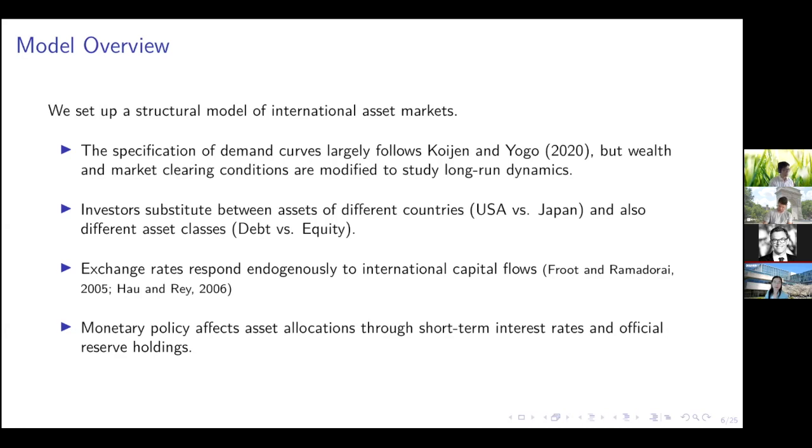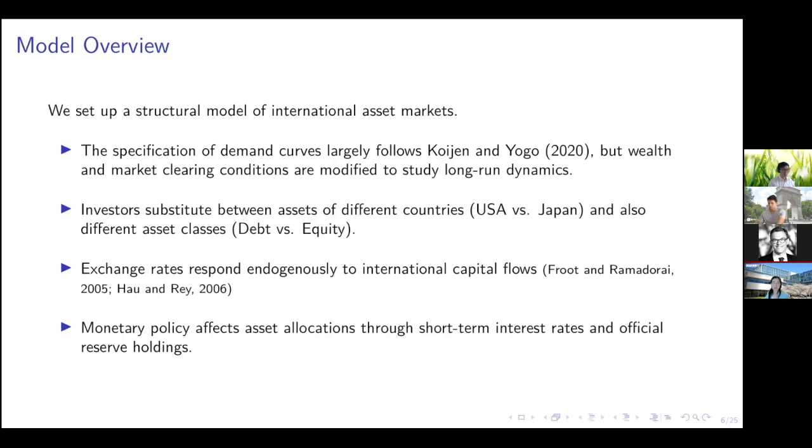Let me just give you guys a brief overview of what our model is going to try to suggest. Essentially, we're going to set up a structural model of international asset markets. The specification of demand curves is going to largely follow Koijen and Yogo 2020. What that means is that we're going to have a bunch of investors in this model, and these investors are going to have demand for different types of assets. These demand curves are going to allow investors both to substitute between assets of different countries, so for example, purchasing US debt or purchasing Japanese debt, but also to purchase assets of different classes, so debt versus equity.